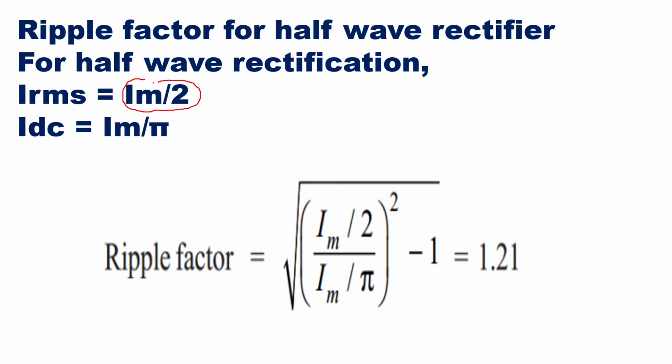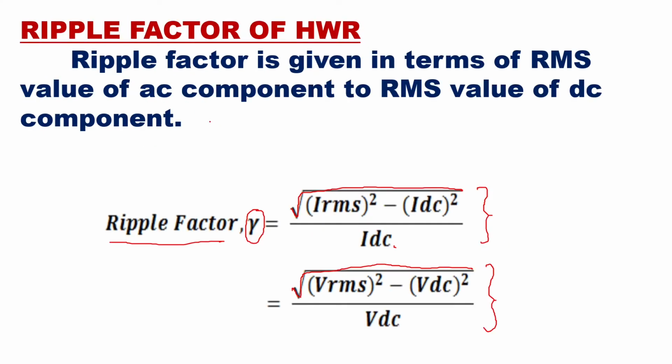First you should know that the root mean square current is given by maximum current upon 2, and the average current, that is IDC, is given as maximum current upon pi. Now this is very important. You should first do these substitutions in the ripple factor formula for current that we saw. Now after substituting this in the ripple factor formula which we had seen here.